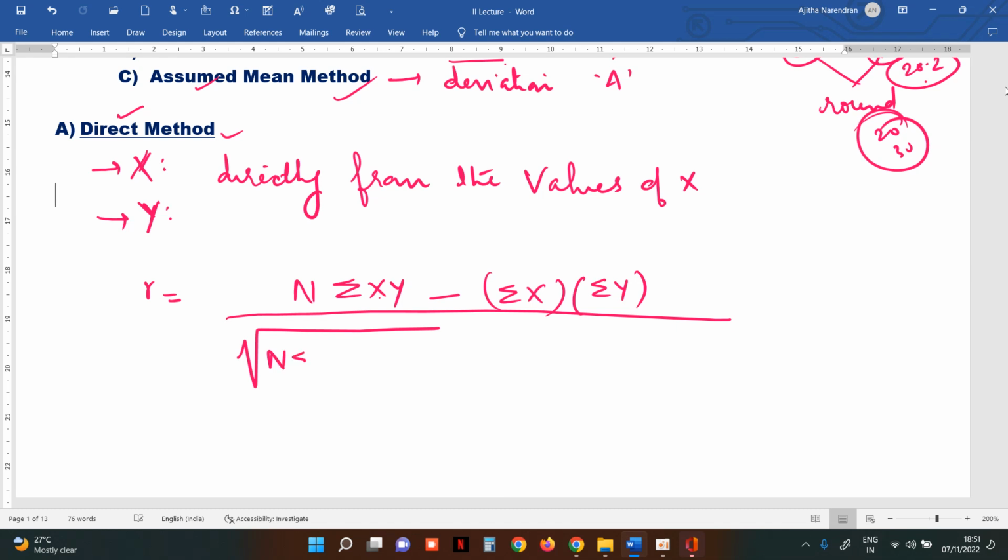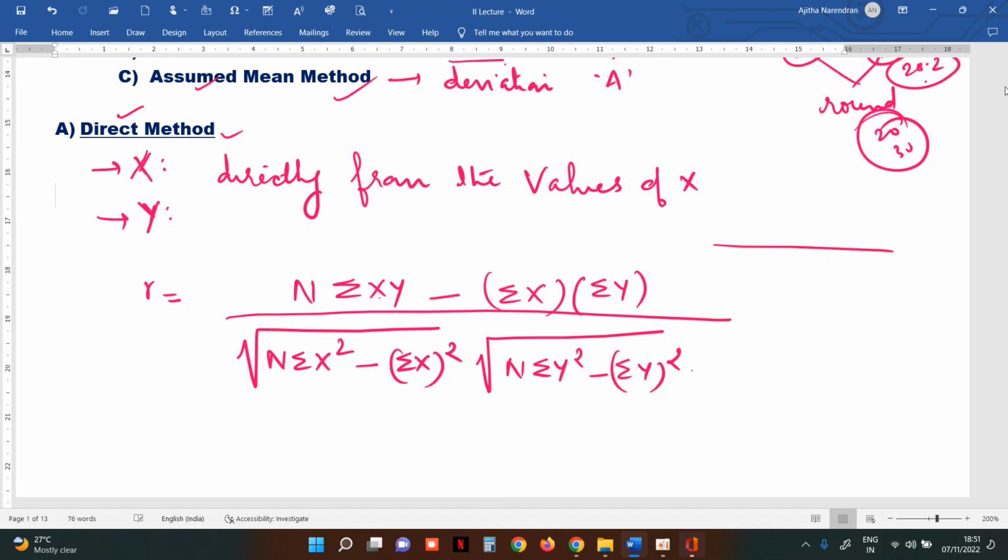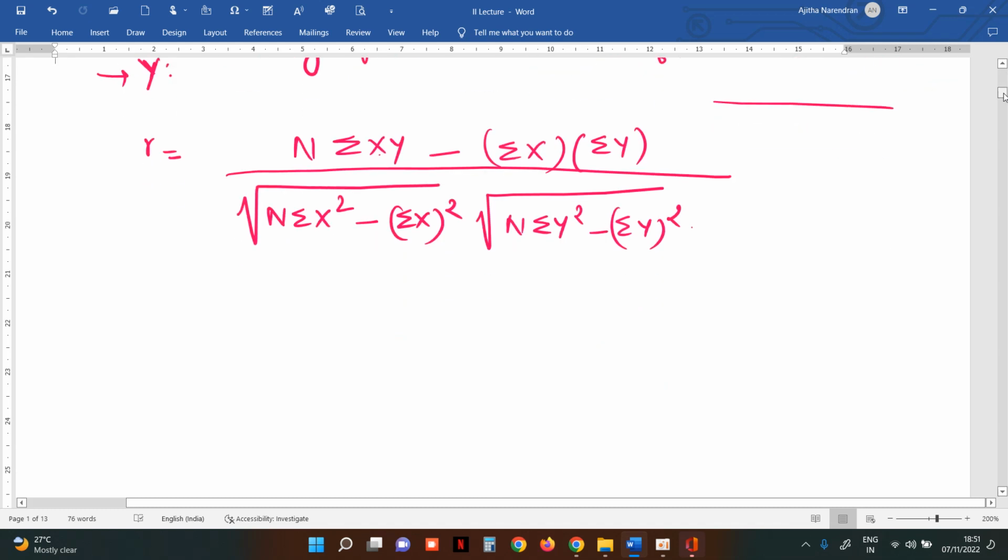First is for x, n summation of x square minus summation of x whole square. Likewise, n summation of y square minus summation of y whole square. This is how you have to compute. So generally what are the values which are being given in your sum? X will be given, y will be given. These are the question figures which are being given to you, okay.